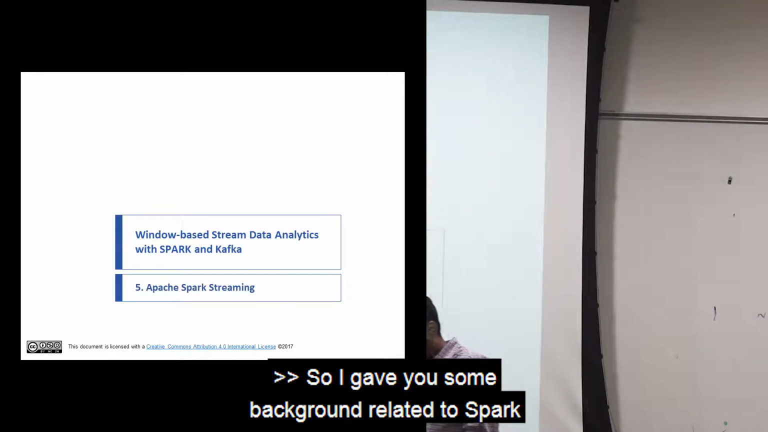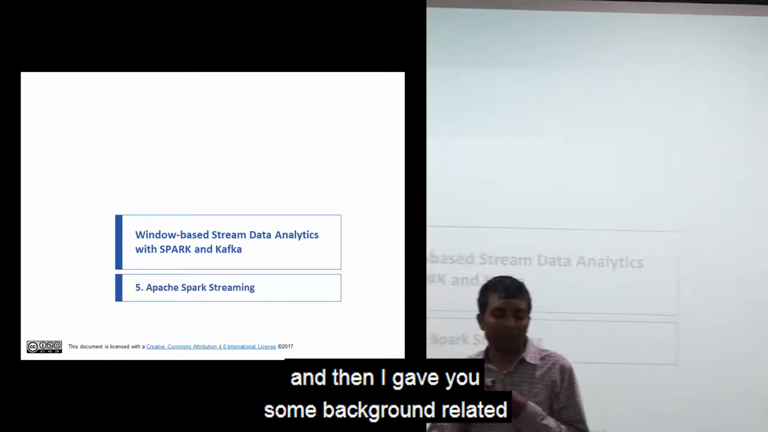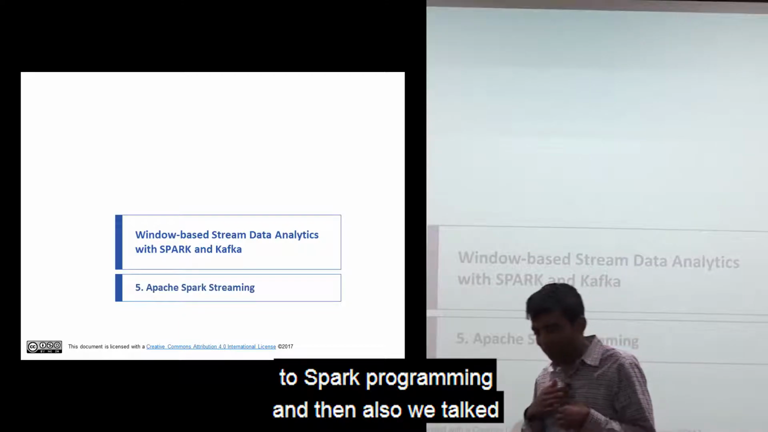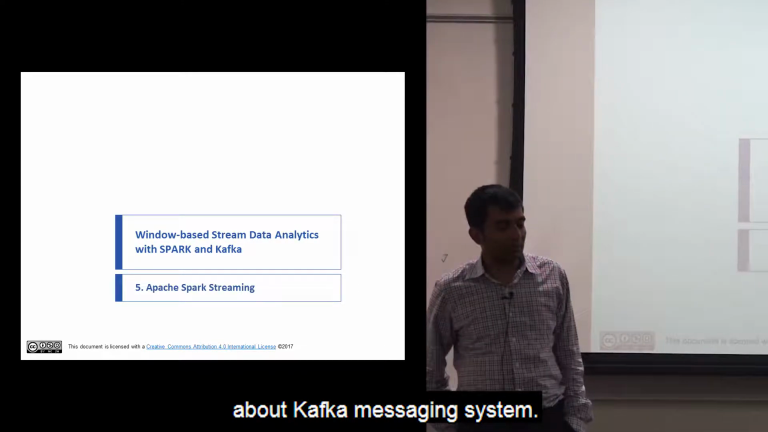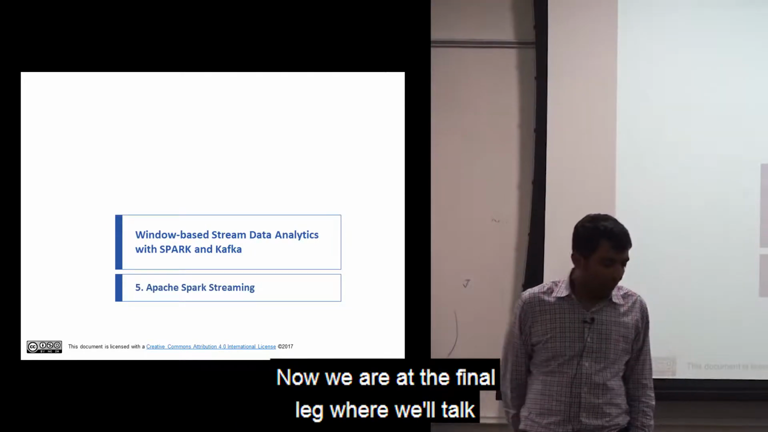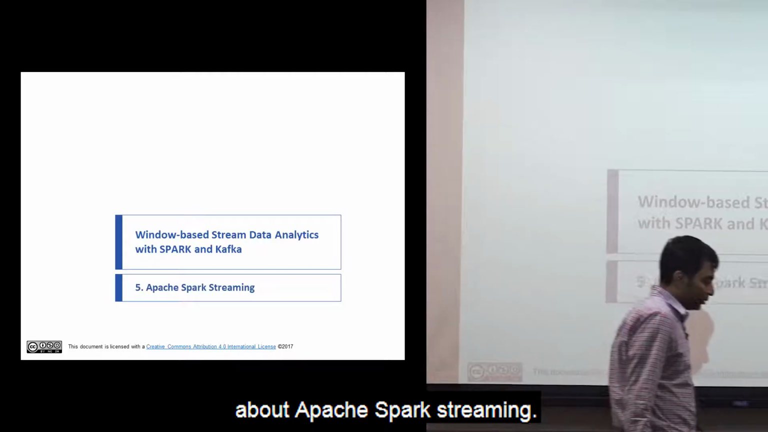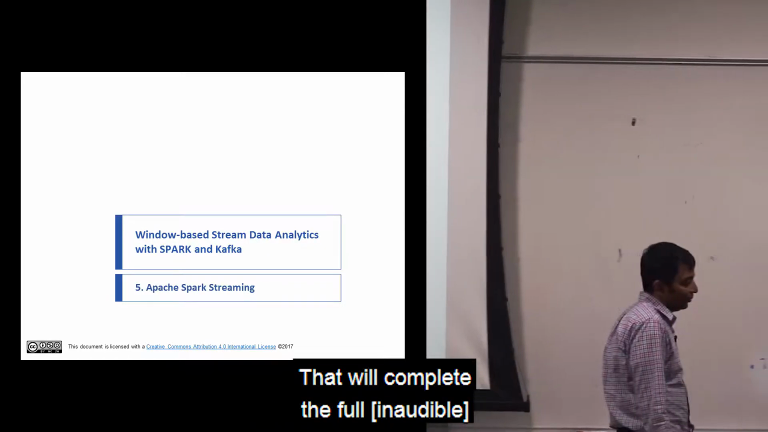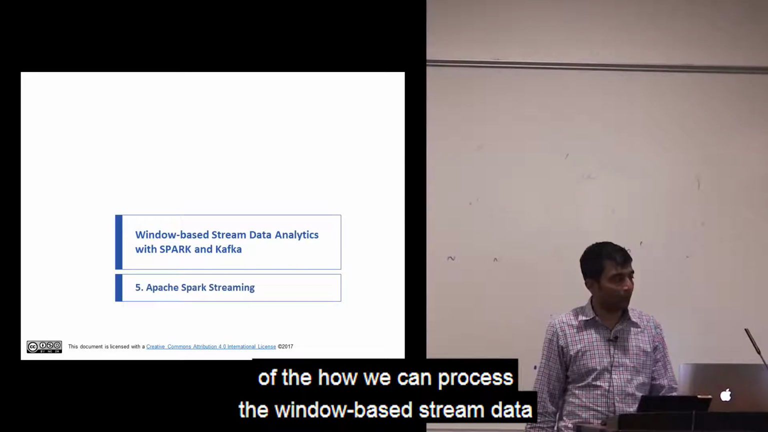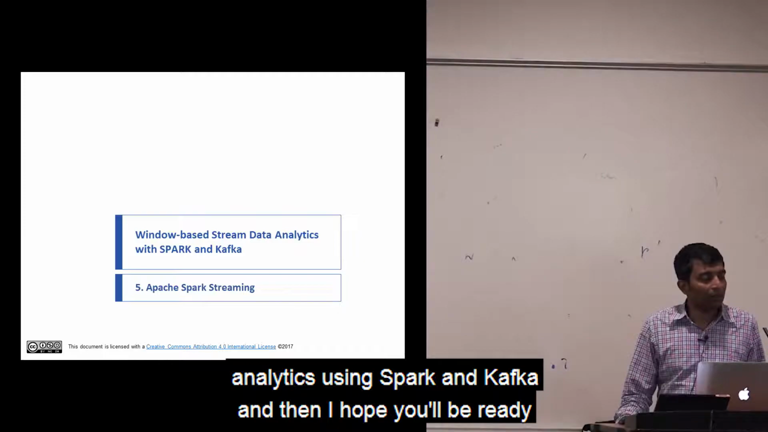So I gave you some background related to Spark. Then I gave you some background related to Spark programming. And then also we talked about the Kafka queuing or messaging system. Now we are at the final leg where we'll talk about Apache Spark Streaming. That will complete the full-fledged picture of how we can process window-based stream data analytics using Spark and Kafka.